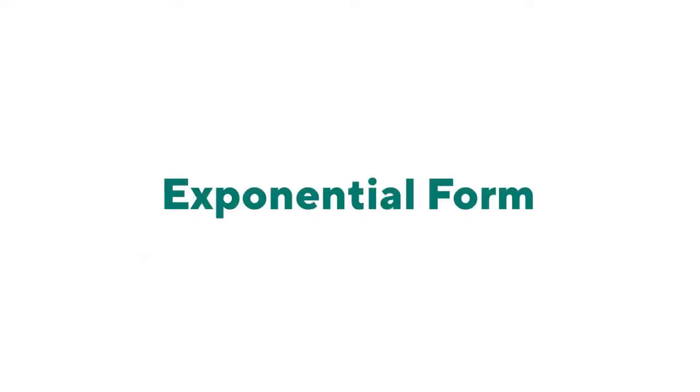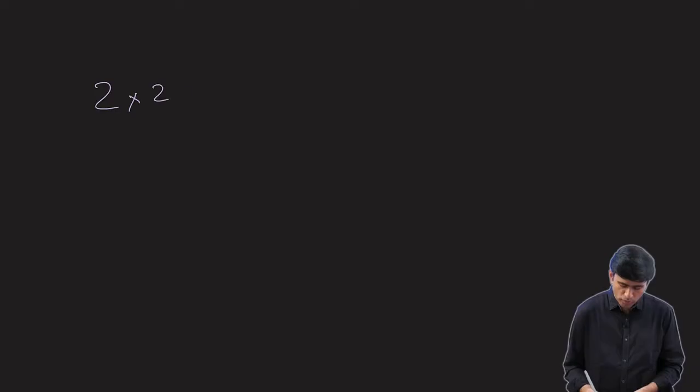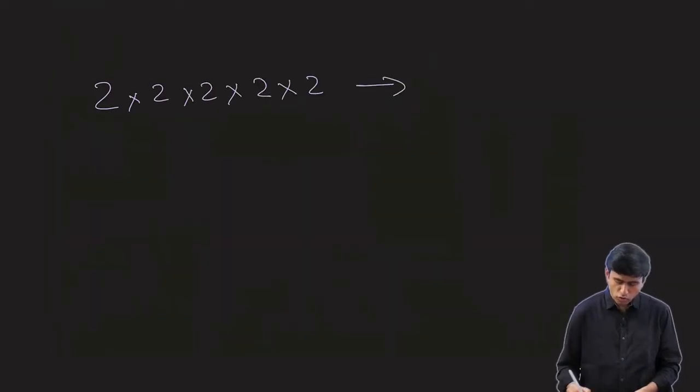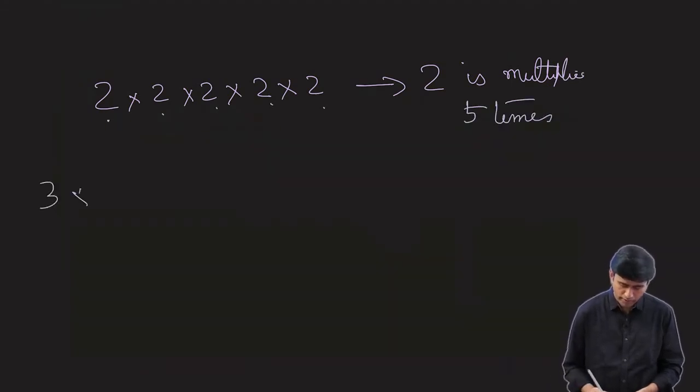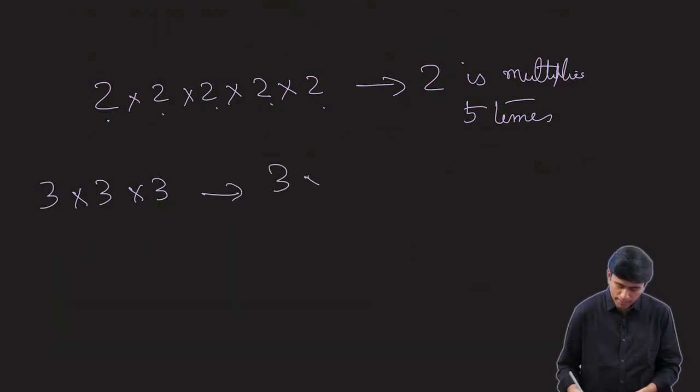Let's learn about exponential form. What is exponential form? 2 into 2 into 2 into 2 into 2. Here 2 is multiplied how many times? 1, 2, 3, 4, 5 times. How about 3 into 3 into 3? 3 is multiplied 3 times.